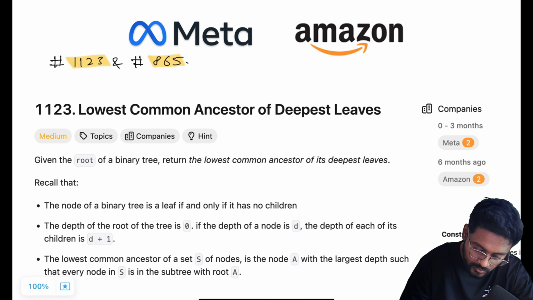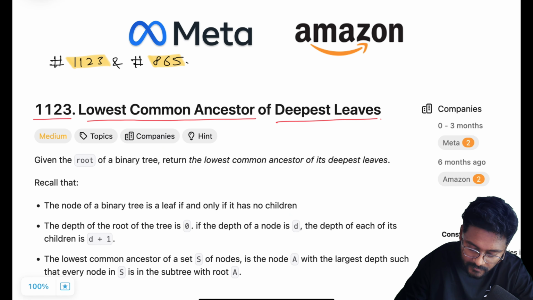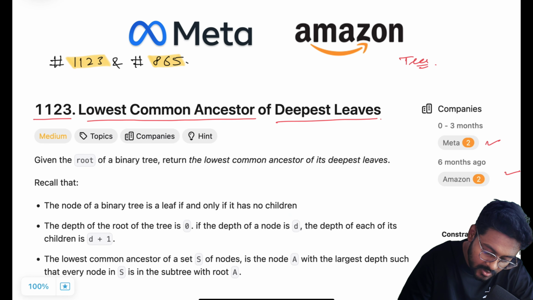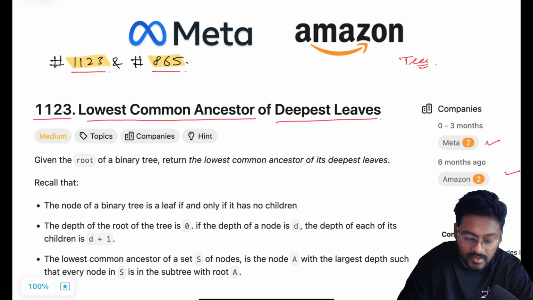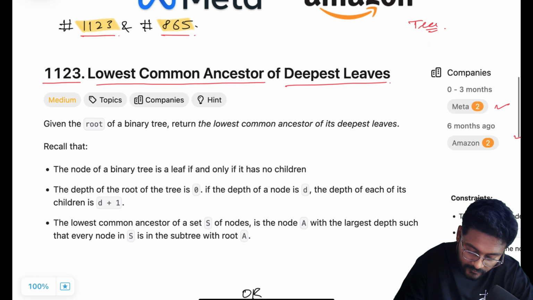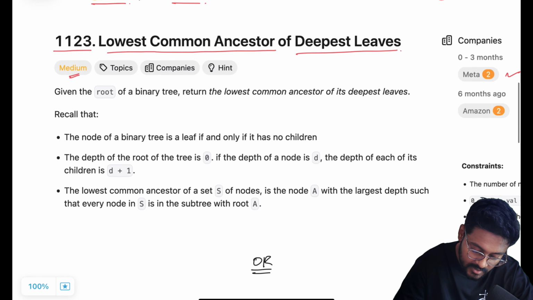Today we are going to solve LeetCode problem ID 1123, lowest common ancestor of deepest leaves. This problem is based on binary trees and it has been asked in Meta and Amazon. Also, this question is similar to problem 865 on LeetCode. Both the problem statements are completely the same. So if you are done with this, you can submit both the problems, and it's marked as medium.